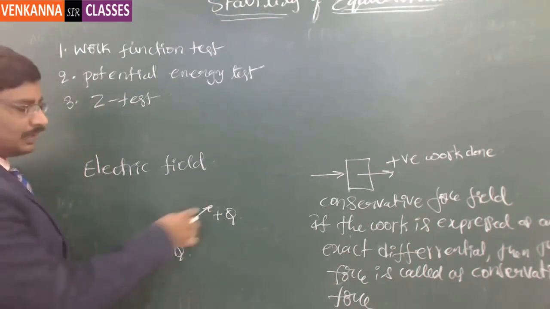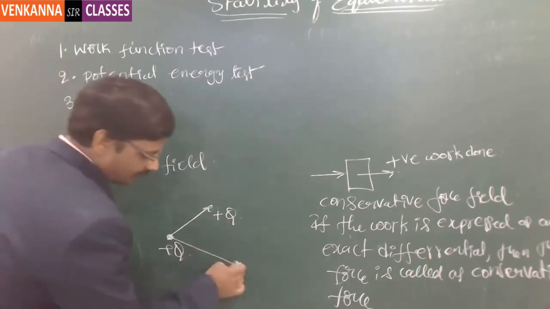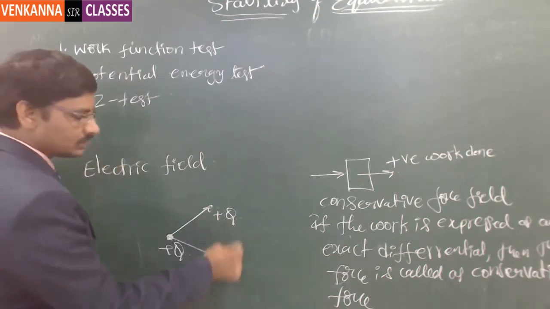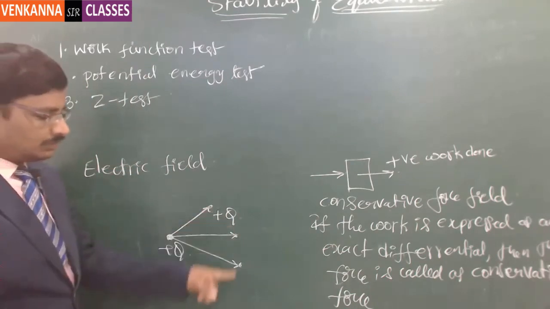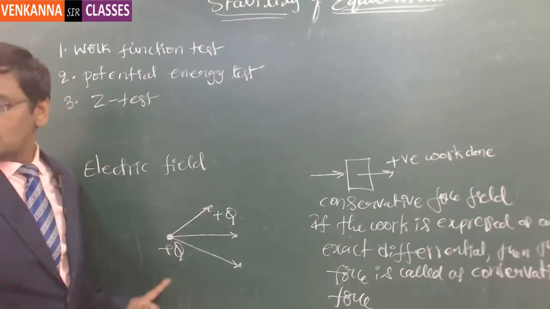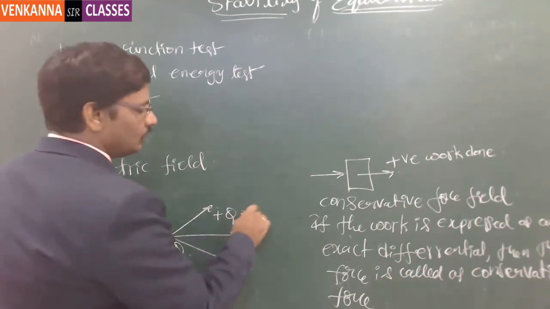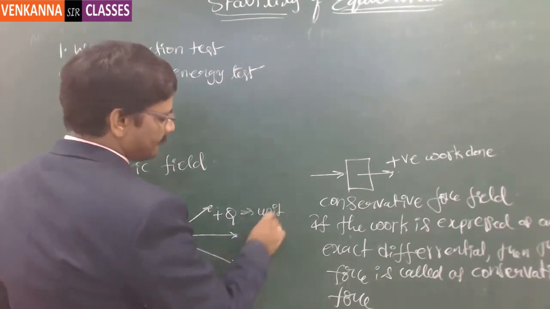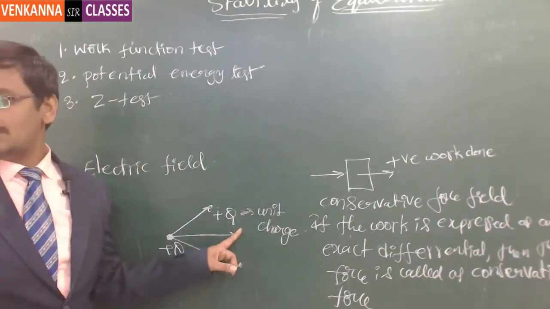Now here, if I move this charge from here to here, again there will be a force like this. If I move this charge here, again there will be a force like this. Wherever you keep this particular charge, you will notice a force in that particular direction. That means if I take this as a unit charge, then the force on the unit charge we call the electric field.